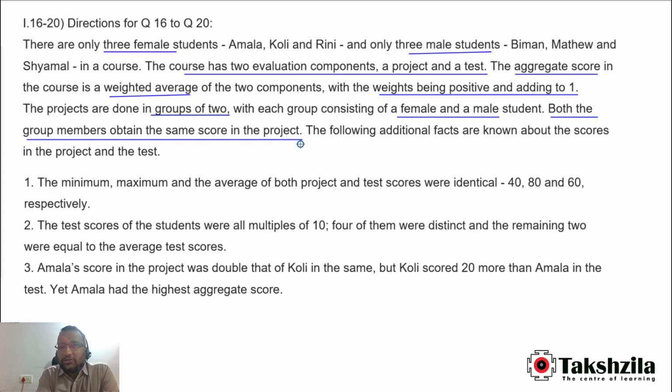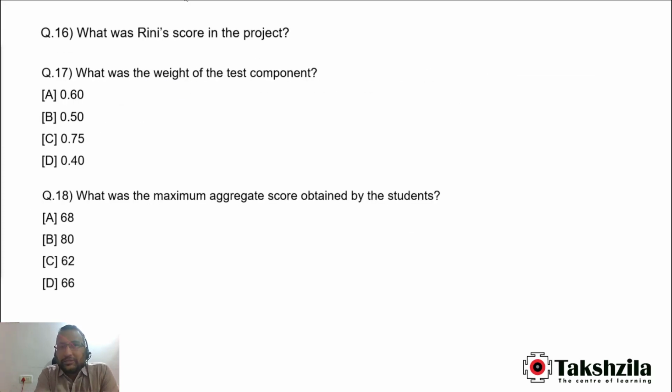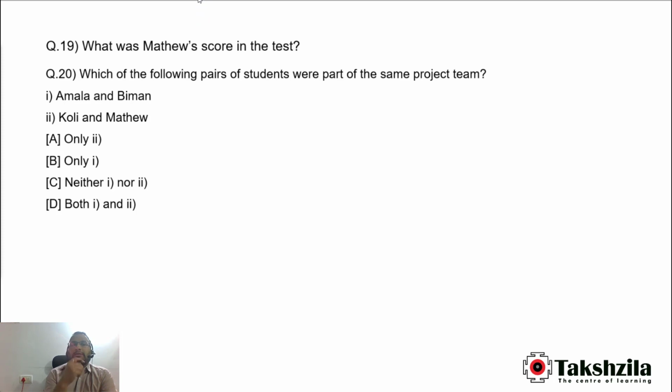The following additional facts are given. So in total there are 6 statements. 3 statements are in front of you, 3 statements are on the next slide. Before we move ahead, let's have a look at the questions. Which kind of questions are there? Question number 16, Renate's score in project. What was the weight for the test component? The maximum aggregate score. Then question number 19, Matthew's score in test, and so on.